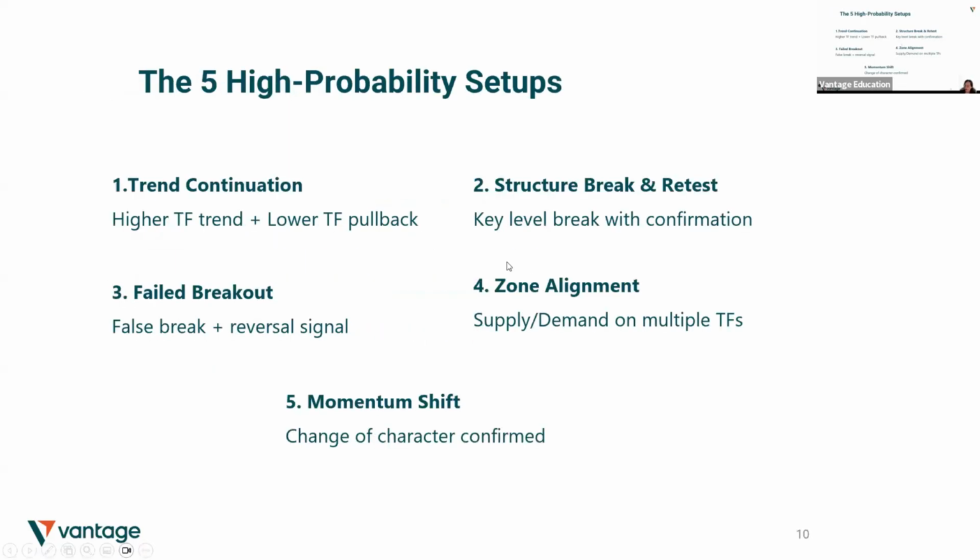The five high probability setups. First one, trend continuation: higher time frame plus lower time frame for the pullback. Structure break and retrace: key level break with confirmation. Failed breakout: false break plus reversal signal. Zone alignment: supply and demand on multiple time frames. Momentum shift: change of character confirmation. I'm going to explain all five in the next five slides.